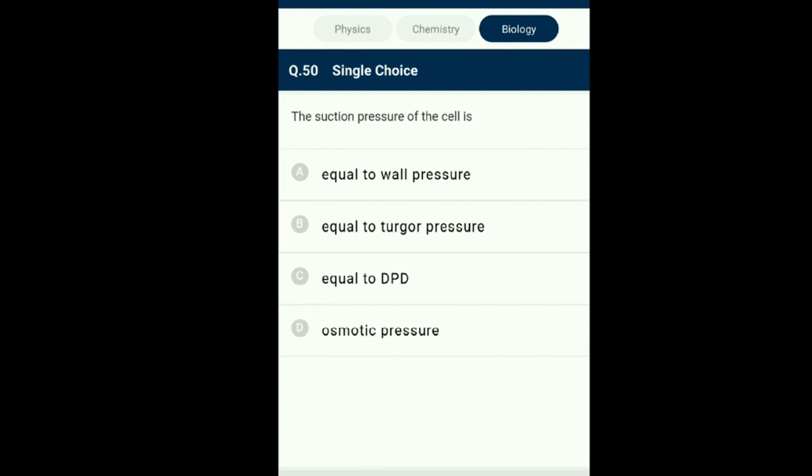It is directly proportional to the height of the plant trees. The answer for this question is option C, equal to DPT.